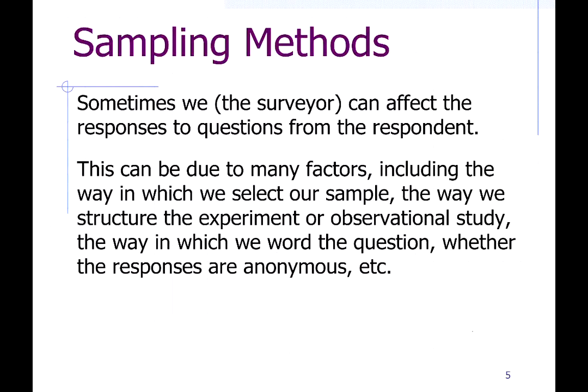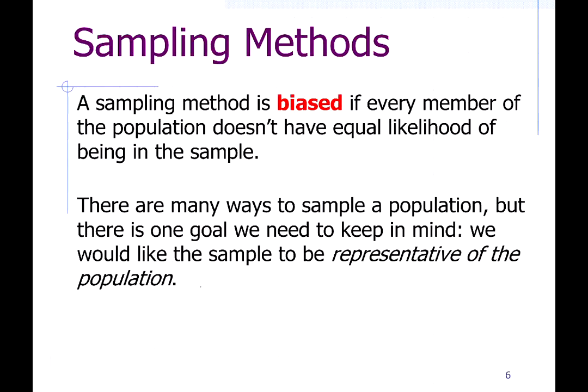We sort of already talked about this: the way we collect our sample, the structure of the experiments, and so on, has a lot of influence on the result. And so a sampling method is biased. This is sort of the opposite of the idea of a simple random sample: biased versus simple random. A sampling method is biased if every member doesn't have an equal likelihood of being selected. There are different ways of selecting a sample. Sometimes one is more appropriate than another depending on the situation. But in general, what we want is for the sample to be representative of the population. That's important because we want the sample statistics to represent the population parameters.